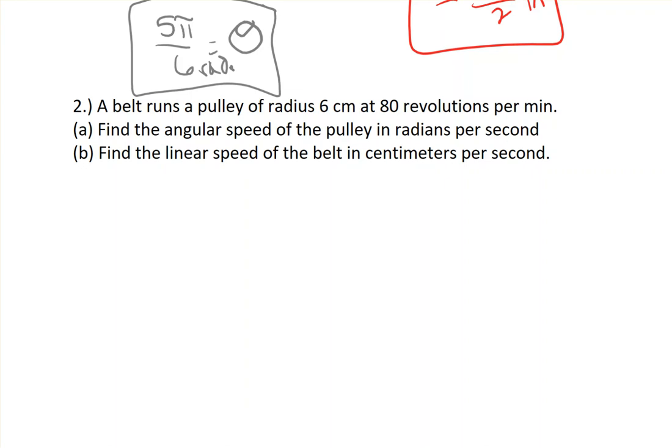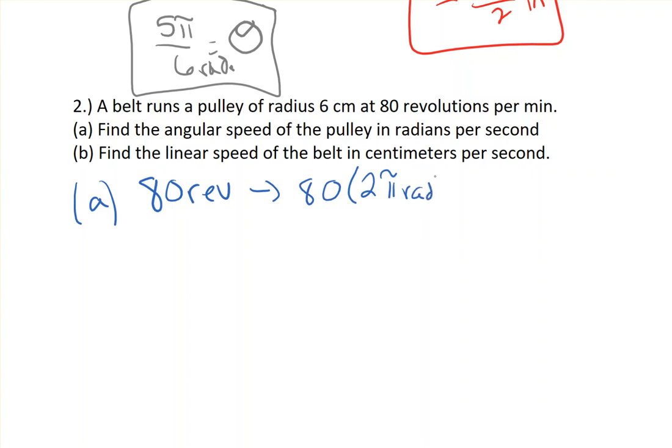Well, what I'm going to want to know is that if I have 80 revolutions, think about what that means, how many times around. So that's 80 times around, and we know that going around the circle is 2 pi radians. That means that it actually goes 160 pi radians per minute. Okay, because it does 80 of those, so I need to multiply 2 pi times 80.